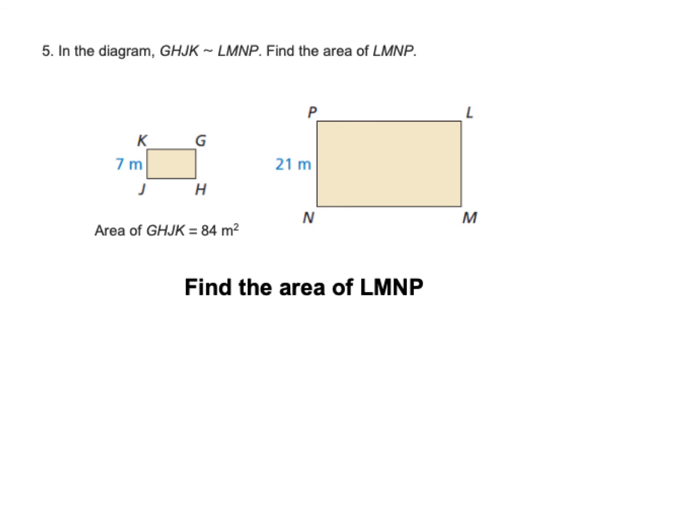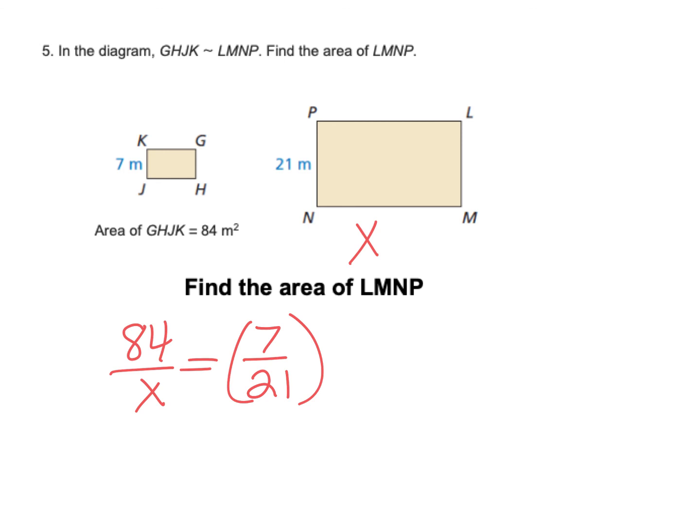So let's look at one more here. Okay, so we have our scale factor, which is 7 over 21, and we have the area of that rectangle on the left, and we don't know the area of the rectangle on the right. So we're going to go area over area. So we're going to go 84 over x. That's our area equals our corresponding side lengths. We're going to have 7 over 21, but we can't forget those side lengths. In order to make our units match, we need to square it.